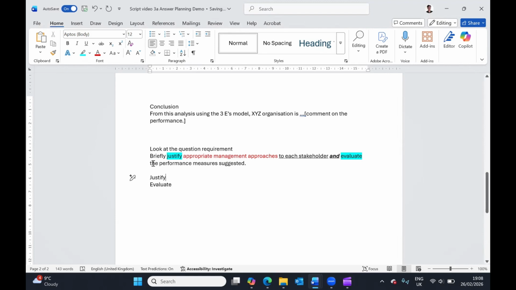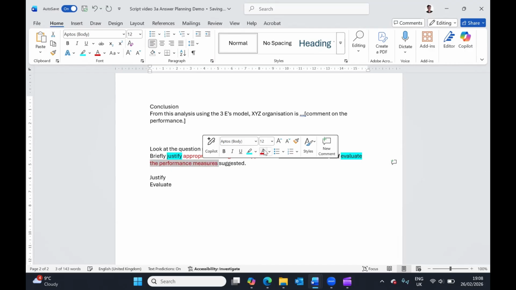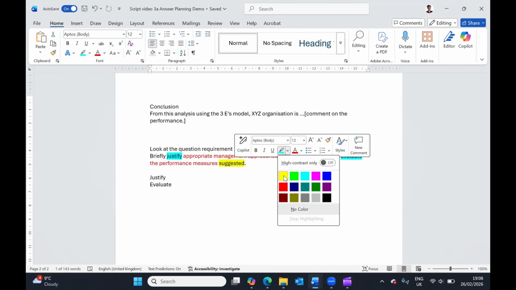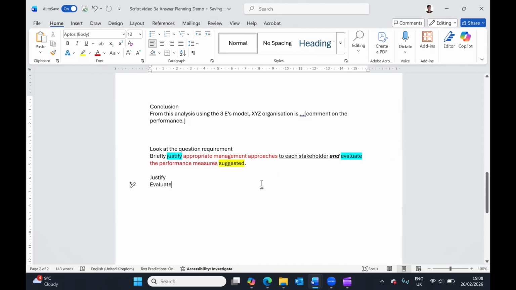And what do I have to evaluate? This is the stem. I'm evaluating the performance measures. And here I have an exception. Suggested. So that means somewhere in the scenario, there would be some performance measures that have already been stated. So you don't have to go trying to make up or figure out performance measures. What is the scenario telling you? Okay, so that's how I would analyze that.